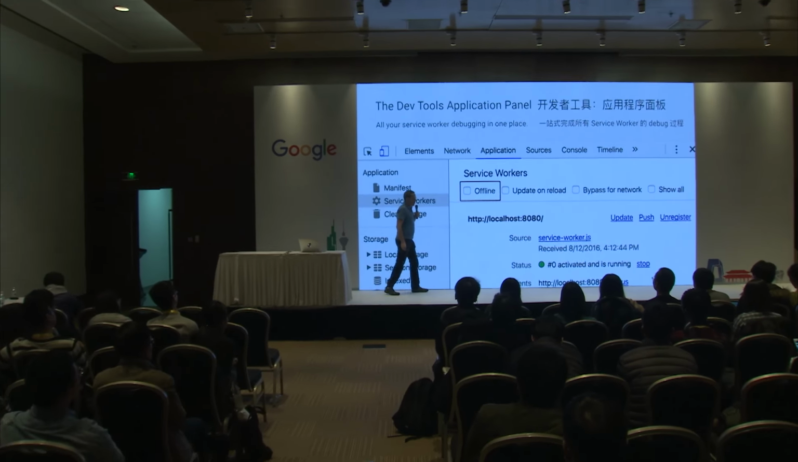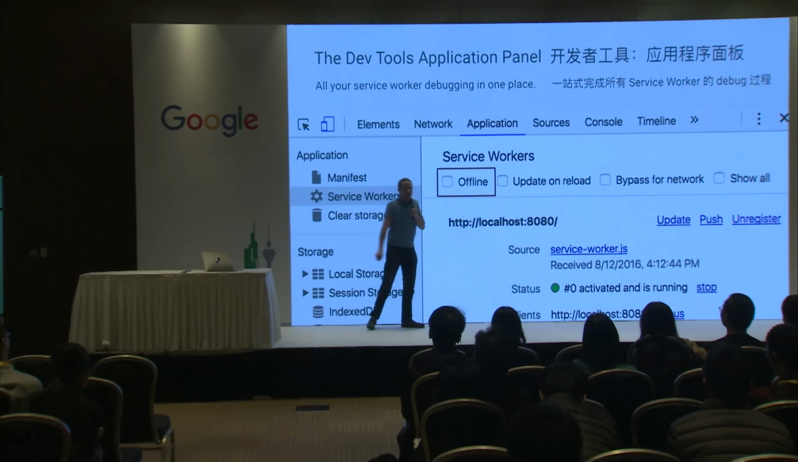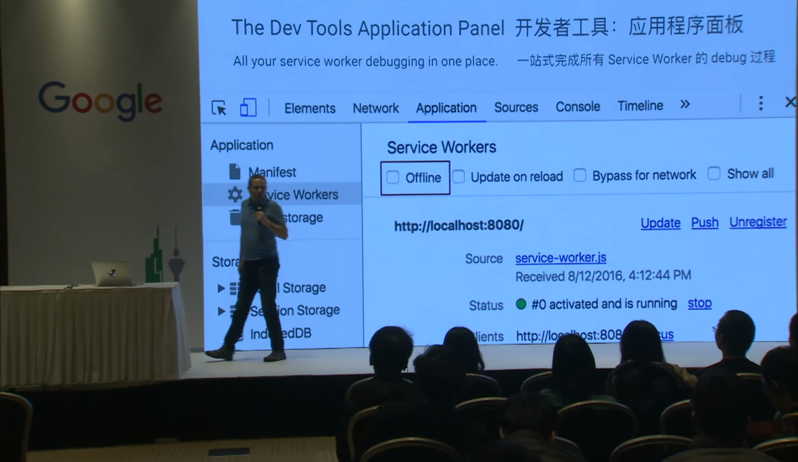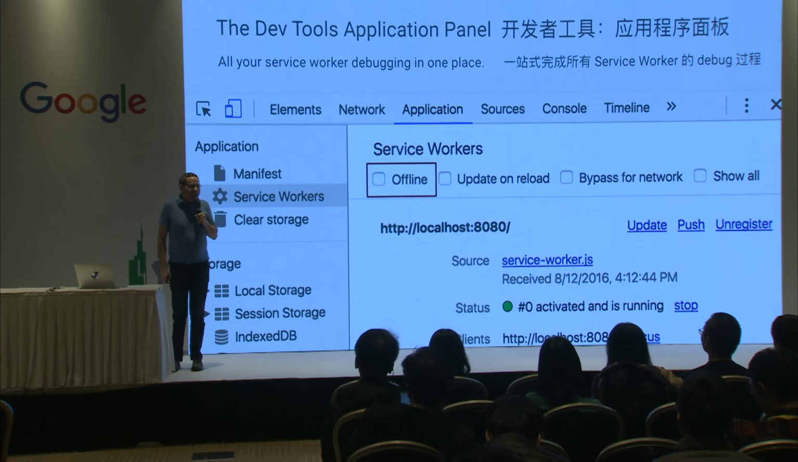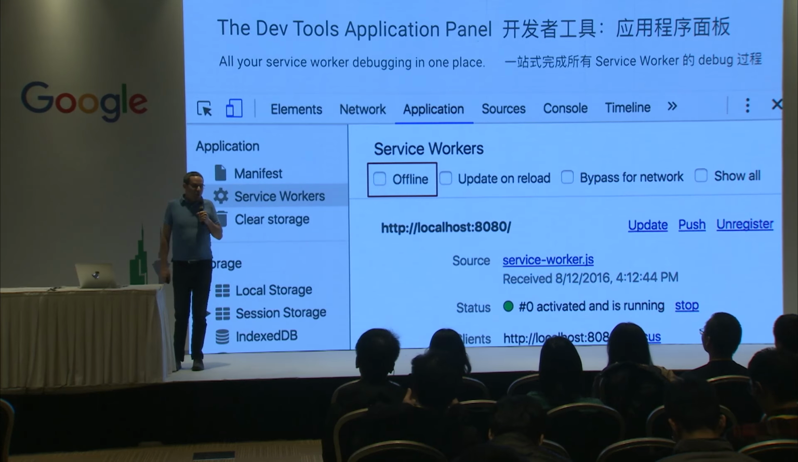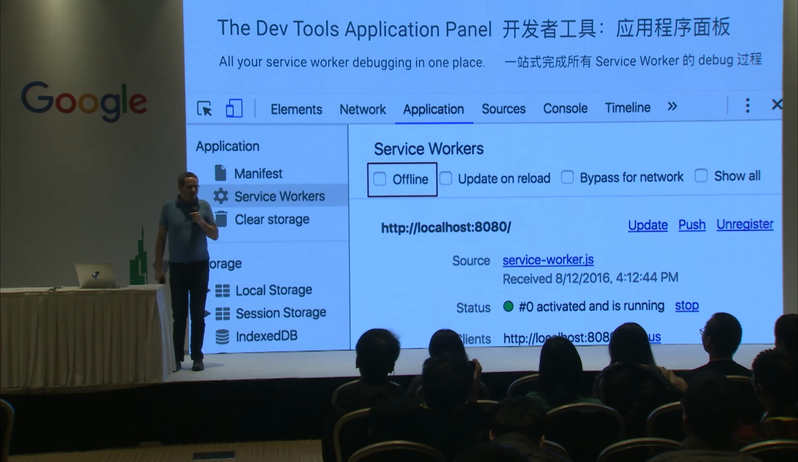If you check that checkbox, Chrome will put the browser into offline mode and won't send any requests to the network. Quick, easy way to test offline. You don't have to shut down your server or anything like that. You can just say, hey, offline.